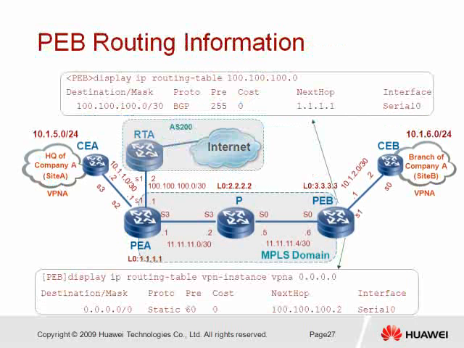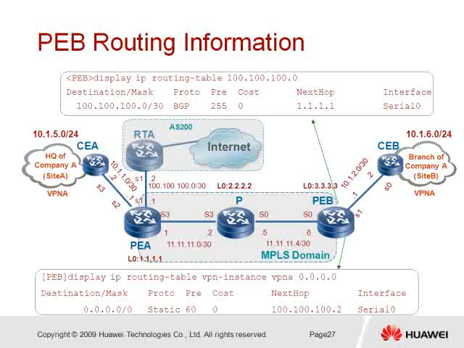After the configurations, on PEB, we use the command display IP routing table. We can see that there is a route to the public network 100.100.100.0, whose next hop is PEA.